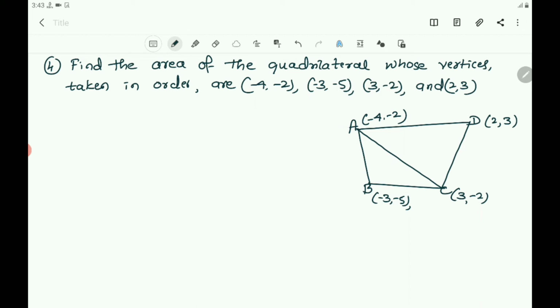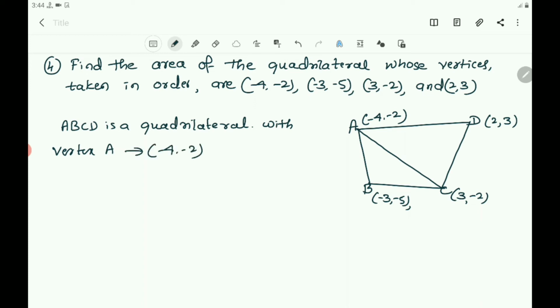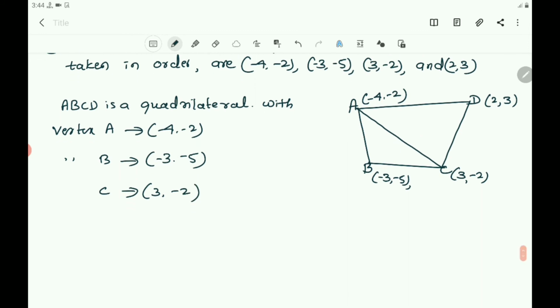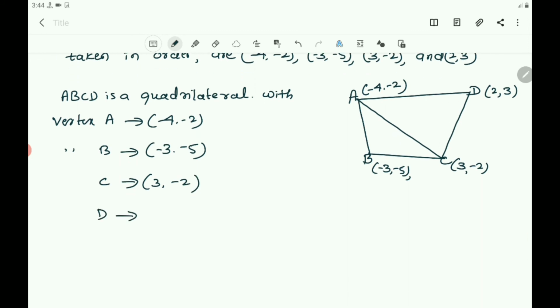Now you take here ABCD is a quadrilateral with vertex A with coordinates -4, -2 and vertex B with the coordinates -3, -5, vertex C with the coordinates 3, -2 and vertex D with the coordinates 2, 3.